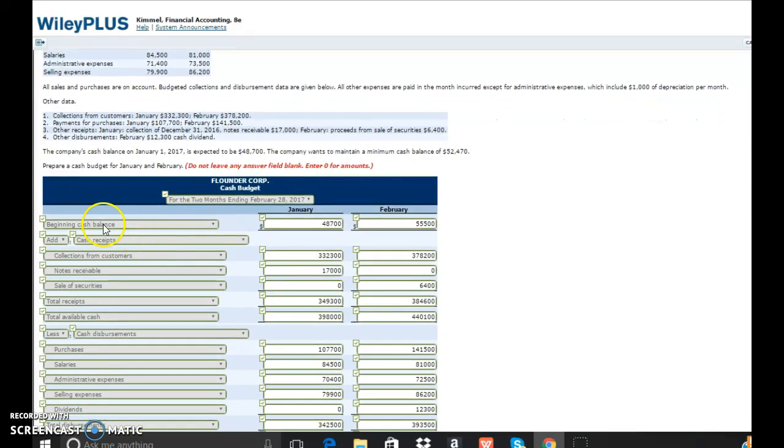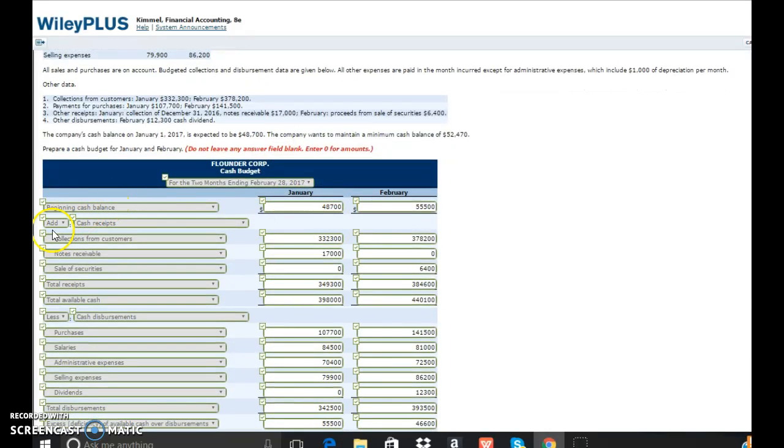Then we're going to start with our beginning cash balance for January. So in this area, we're going to just type 48,700, which is what they told us is expected to be the beginning balance for January. So we're going to type that in there, and then we're going to add our cash receipts.